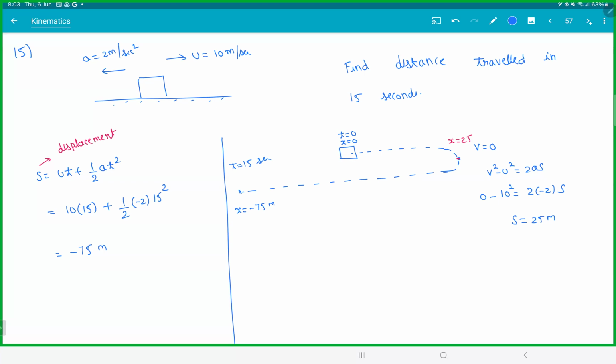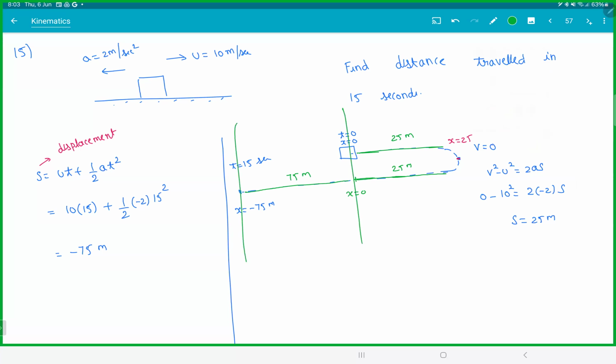Isn't that the meaning? You started at 0, you stopped at plus 25, and then after 15 seconds you're at minus 75. Means how much did you travel? Means first you must have traveled 25 meters front, then you must have traveled 25 meters backward and you came back to origin, and then you traveled 75 meters backward from origin. And that was the reason.